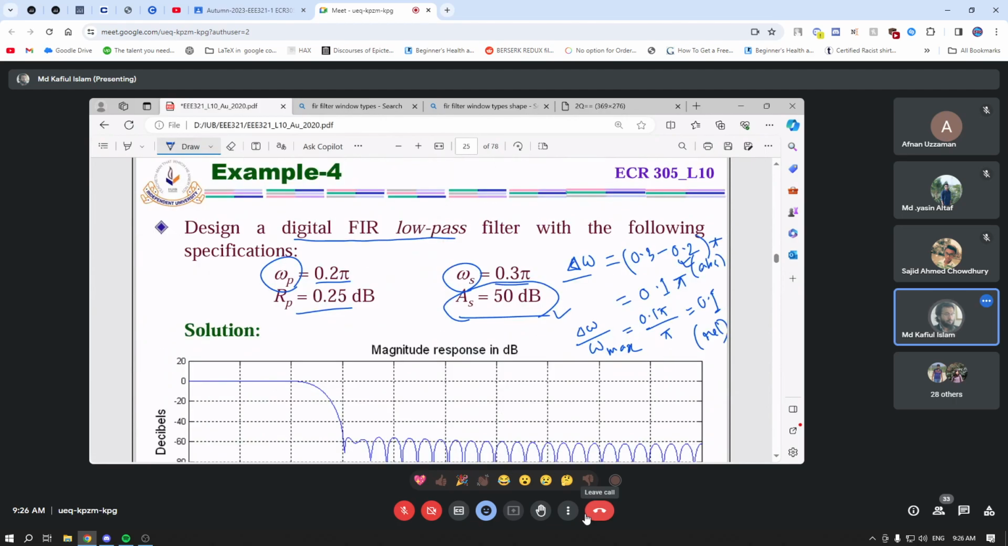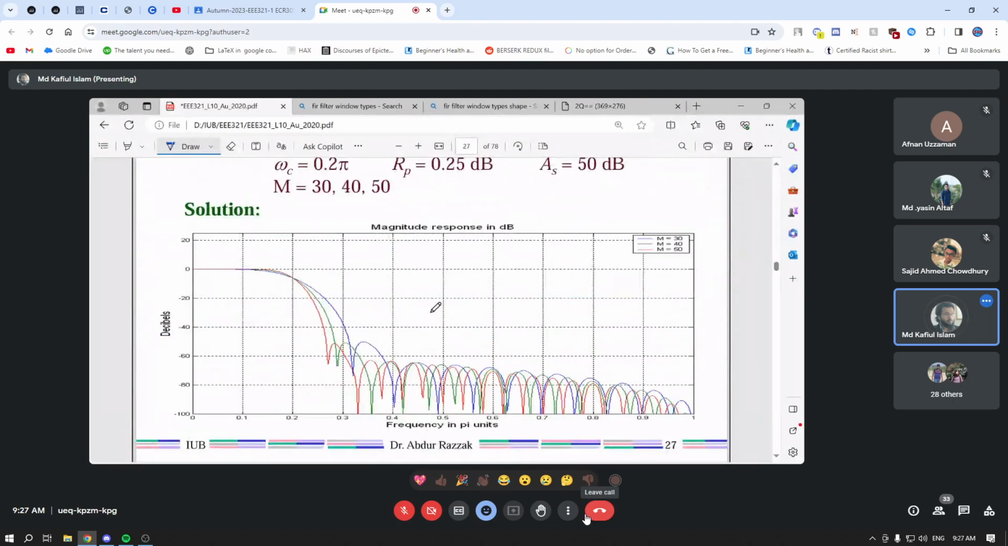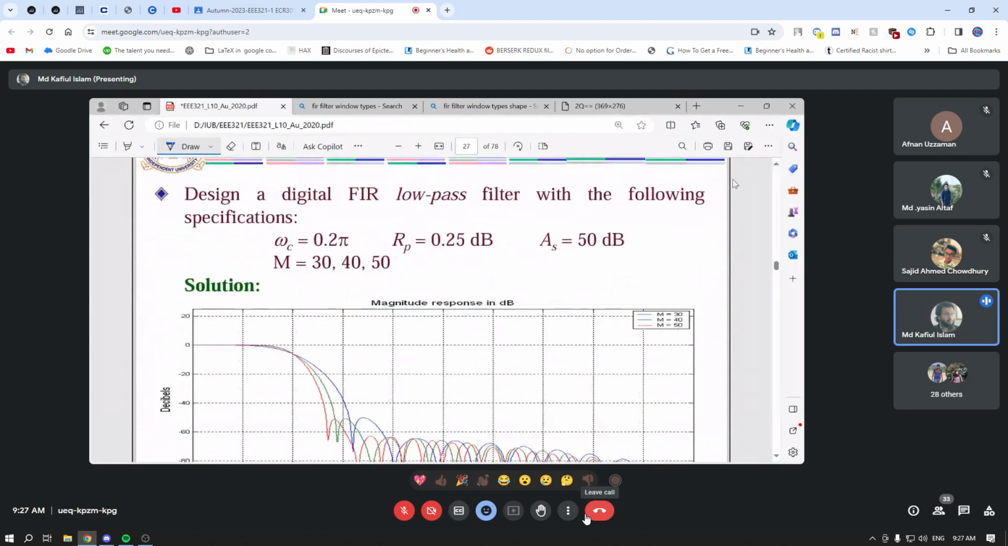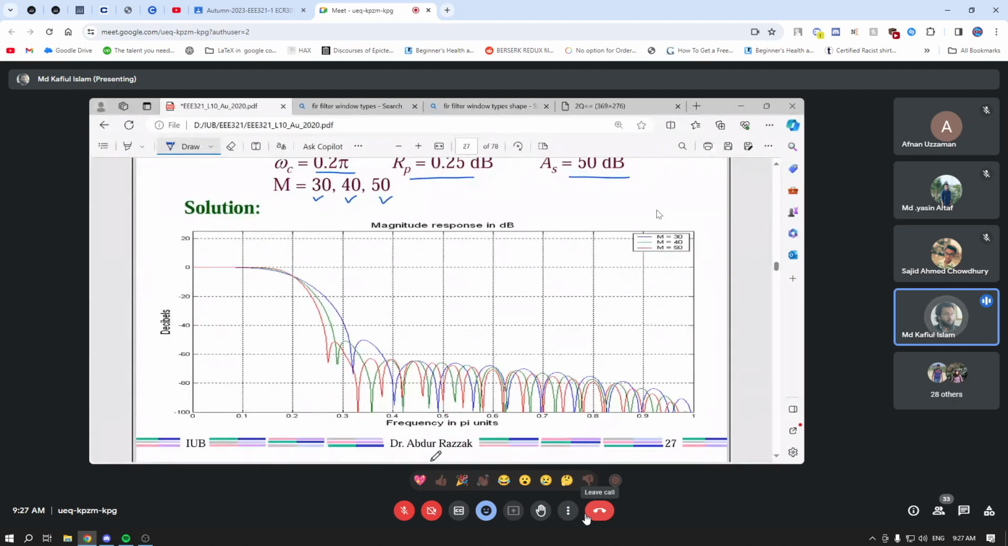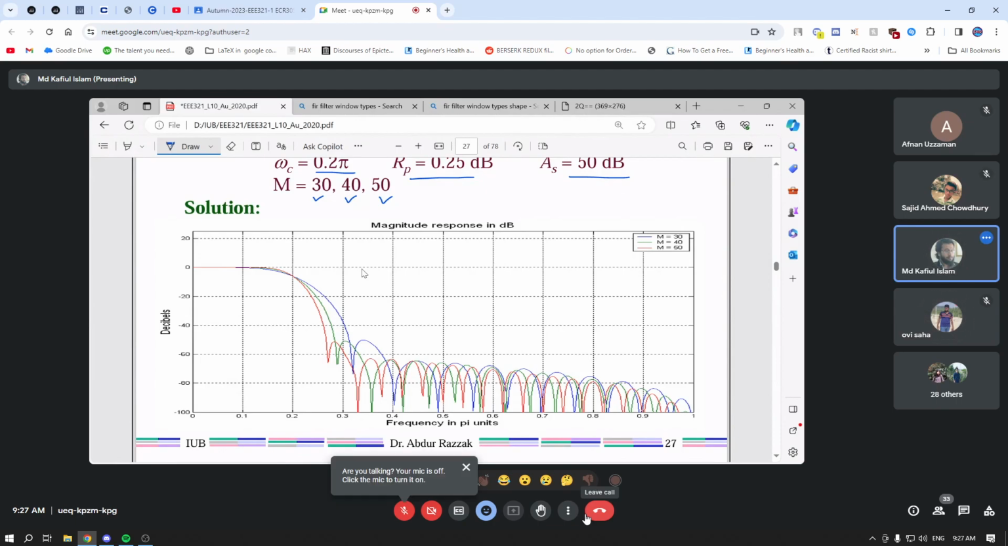Another thing that is possible to see from this graph is that when you are designing a low pass filter with the same specification except the order of the filter, for example, with order 30, with order 40, and with order 50, which one is supposed to have a better response? 30, 40, or 50? 50 will have the better response. Higher the order of the filter, the better the specifications are met.